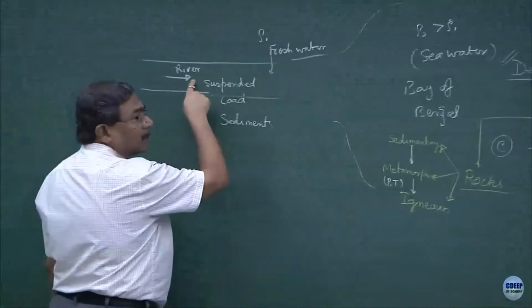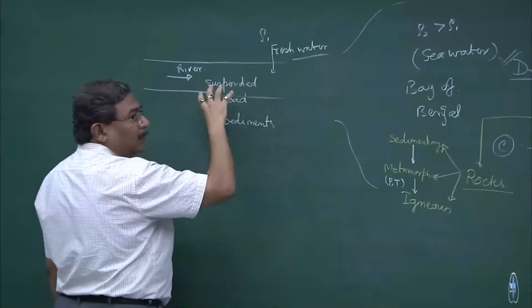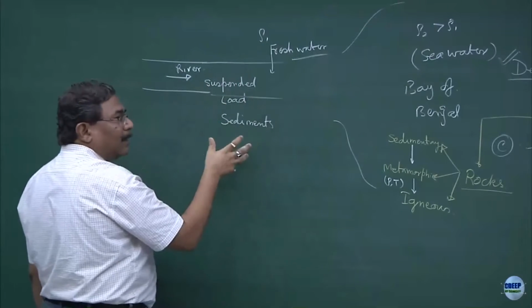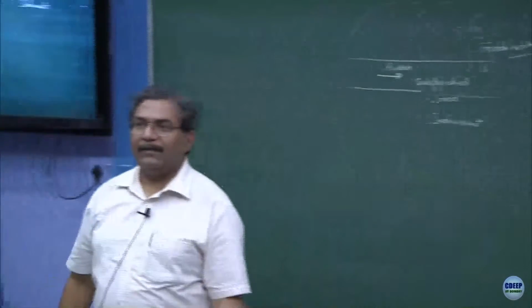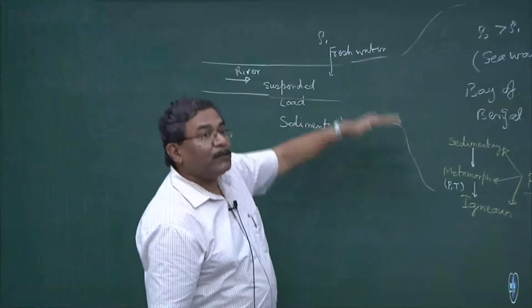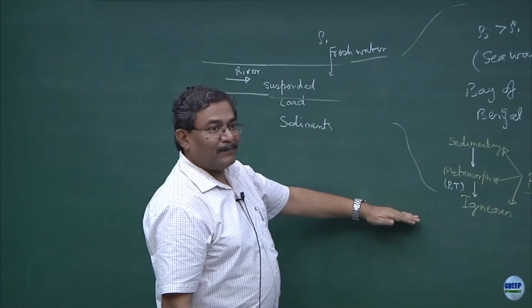The river carrying suspended load, and these suspended sediments are entering into a denser phase. What is going to happen? Velocity reduction, number 1. The moment velocity reduction occurs, all these sediments will have a tendency to settle, correct?